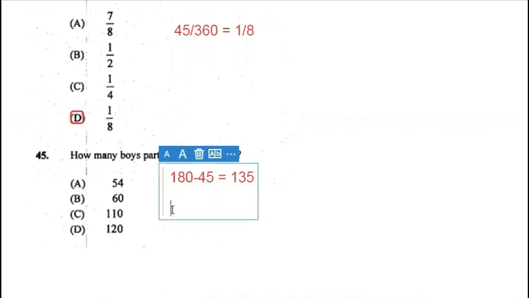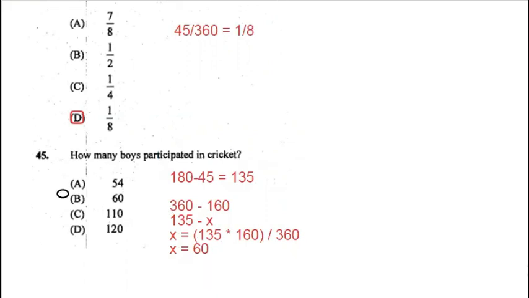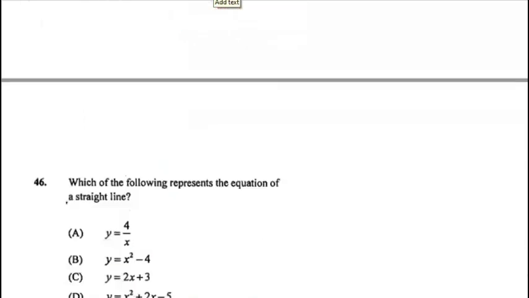So therefore, let's now look at if 360 degrees represents 160 boys, the total boys. What is 135 degrees? And that is x, and we're going to cross multiply to solve for x. So it is 135 multiplied by 160, and all of that is divided by 360. And therefore x is equal to 60 boys. So guys, remember to practice these working outs. Practice makes perfect, and practice makes permanent.